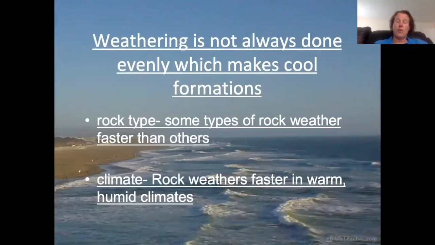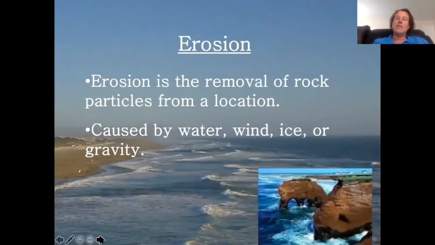And the climate also makes a difference. A rock is going to weather faster in a warm, humid climate than in a dry or cold climate. The next step is that the sediment is going to be taken away. So it's breaking down and then taken away with erosion. Erosion is when the particles are taken away to somewhere else. Water, wind, ice, or gravity can cause erosion. So first the rock has to be weathered, broken down, and then it has to be carried away.